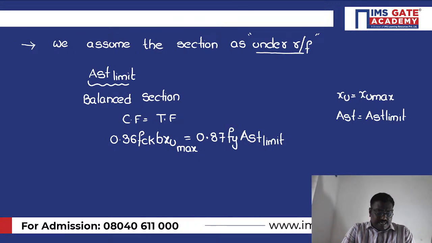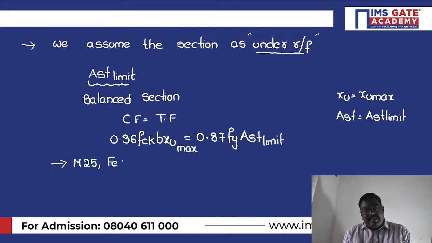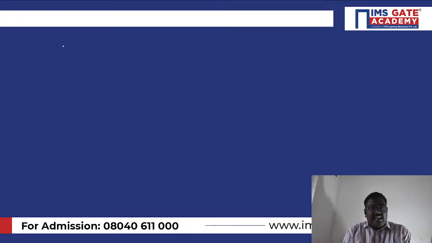Now, my dear students, the grade of concrete given is M25 and the grade of steel is Fe 500. Using these conditions, I will calculate the Ast. So 0.36 fck, where fck is 25, and the width of the section is how much, my dear students? The width of the section is 300.